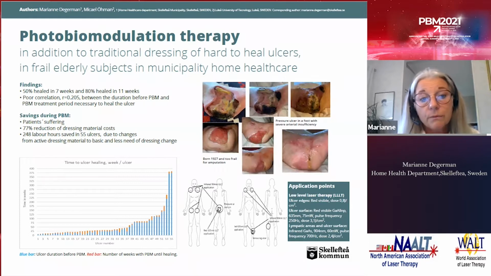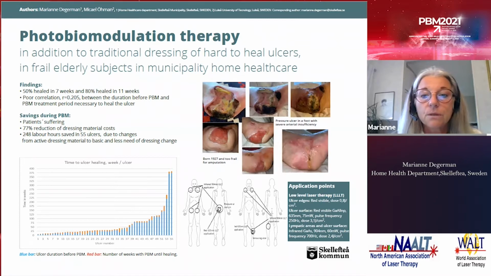We also had savings during the PBM treatment. The most important one, of course, is the patient's suffering, but we also had a 77% reduction of dressing material costs and 248 labor hours saved during the change from active dressing to basic materials, and the less need of dressing changes on the ulcers.